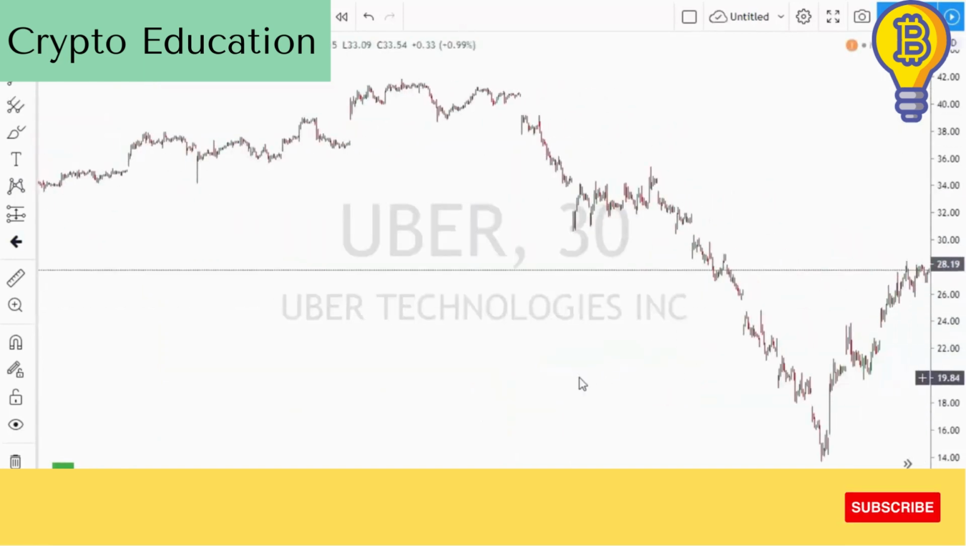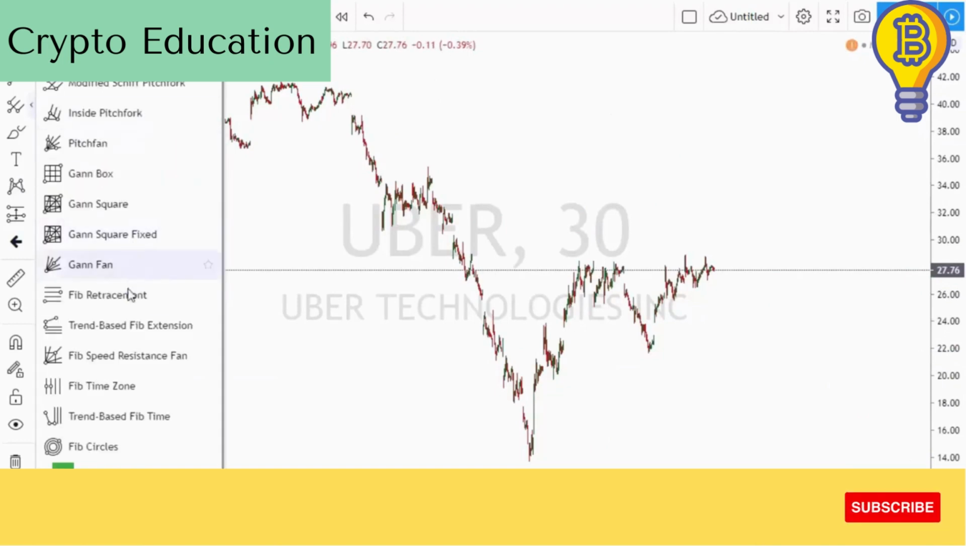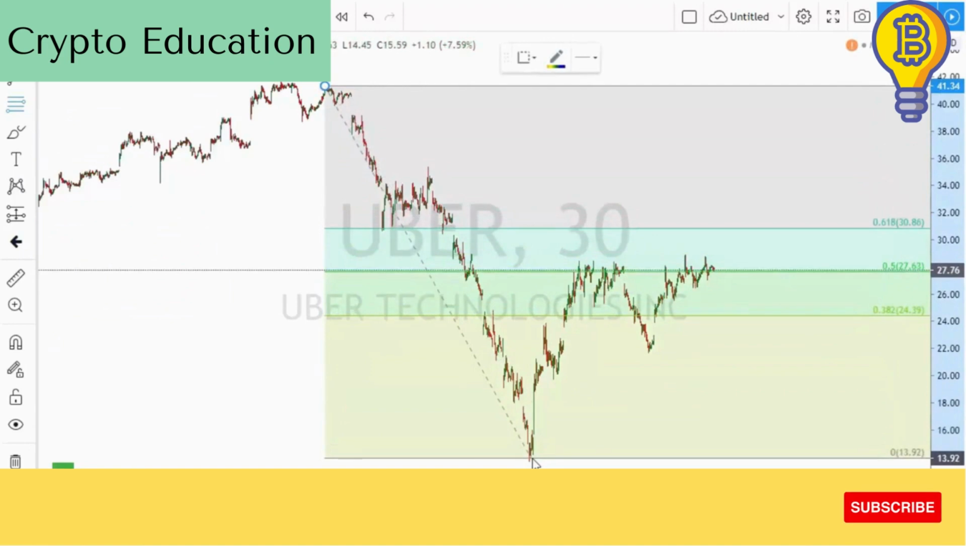And even a big hot mess like Uber, which has been all over the place, you can start to see some semblance of pattern here. You can see right around the 50% Fibonacci retracement level of this big move lower, we did, in fact, see some resistance.